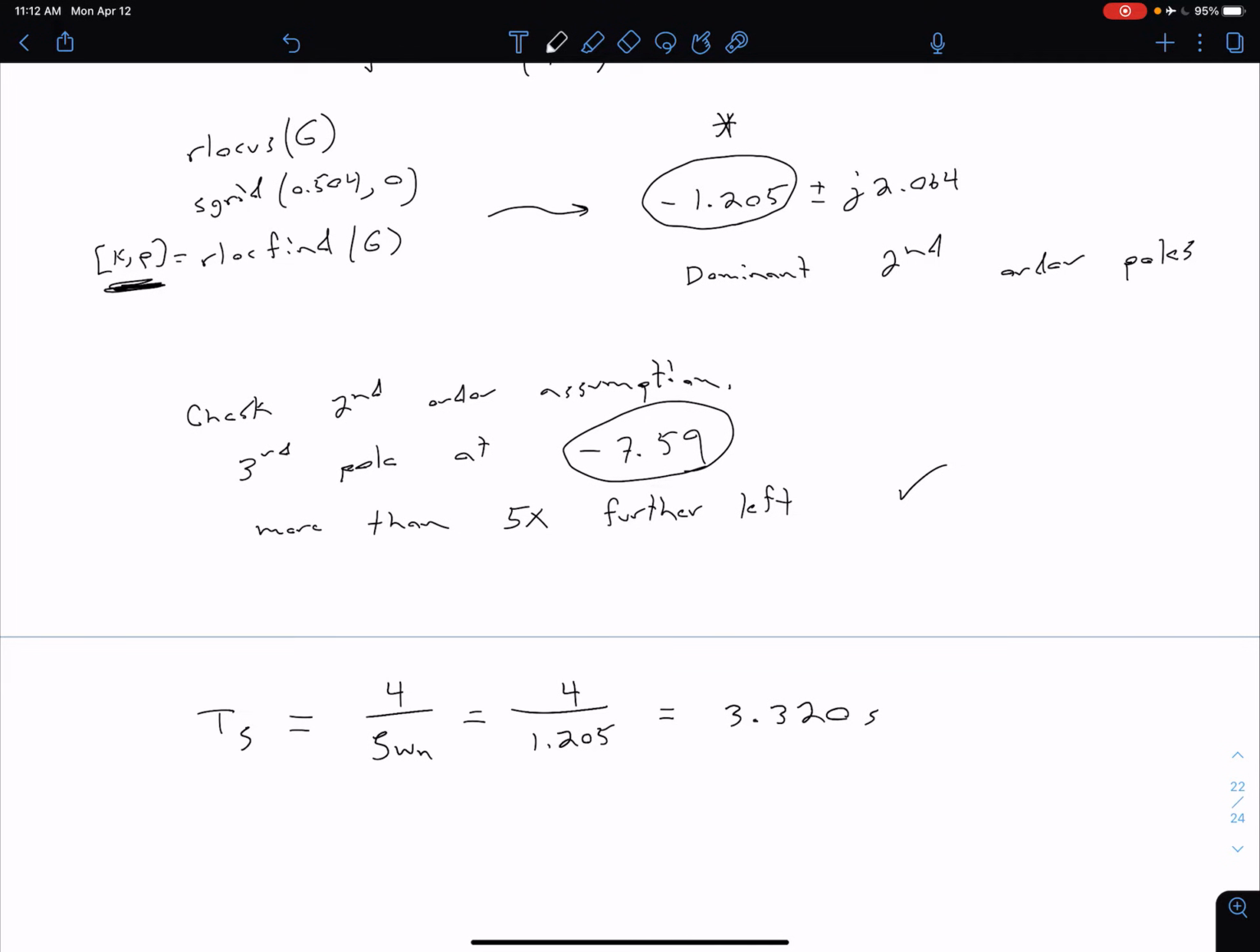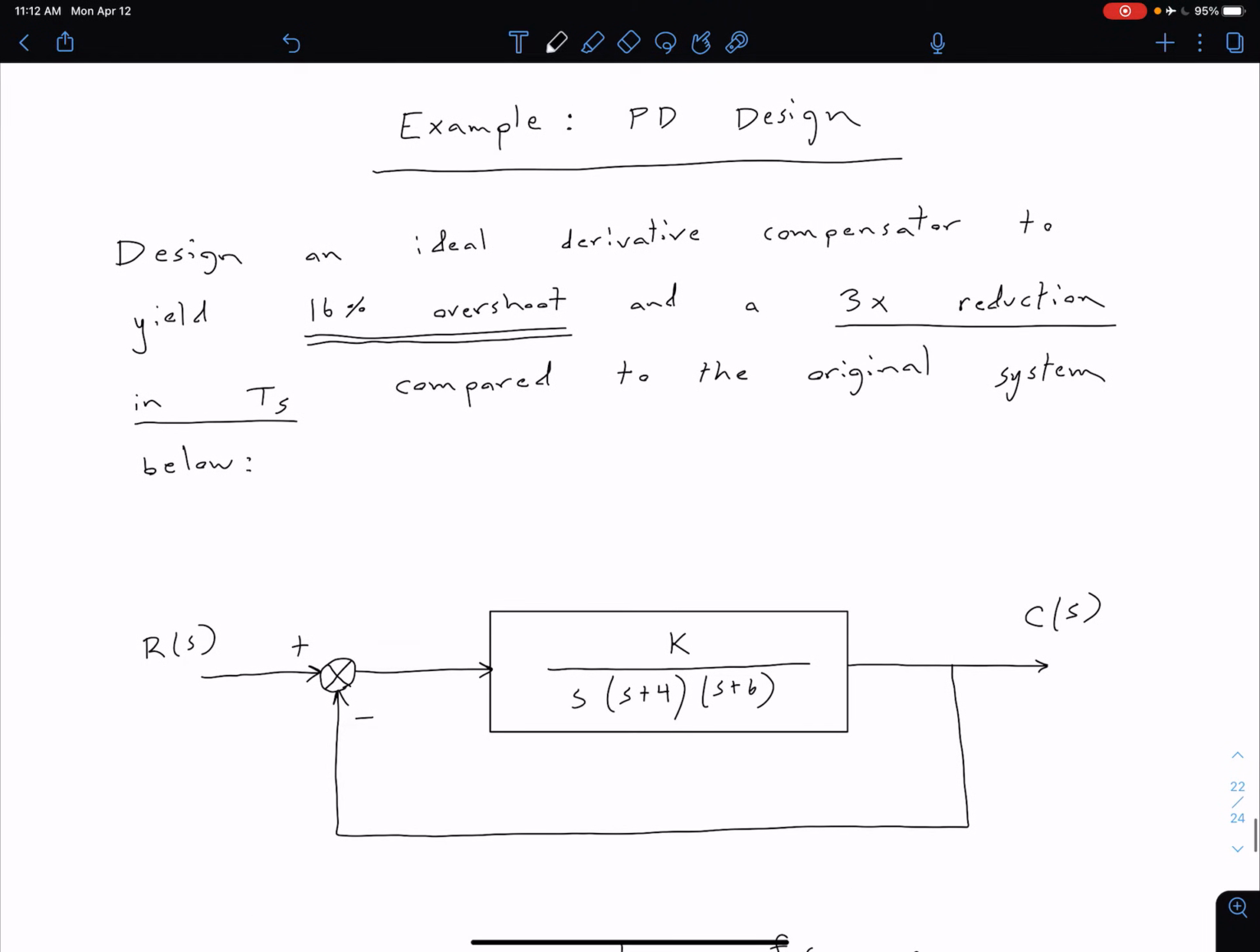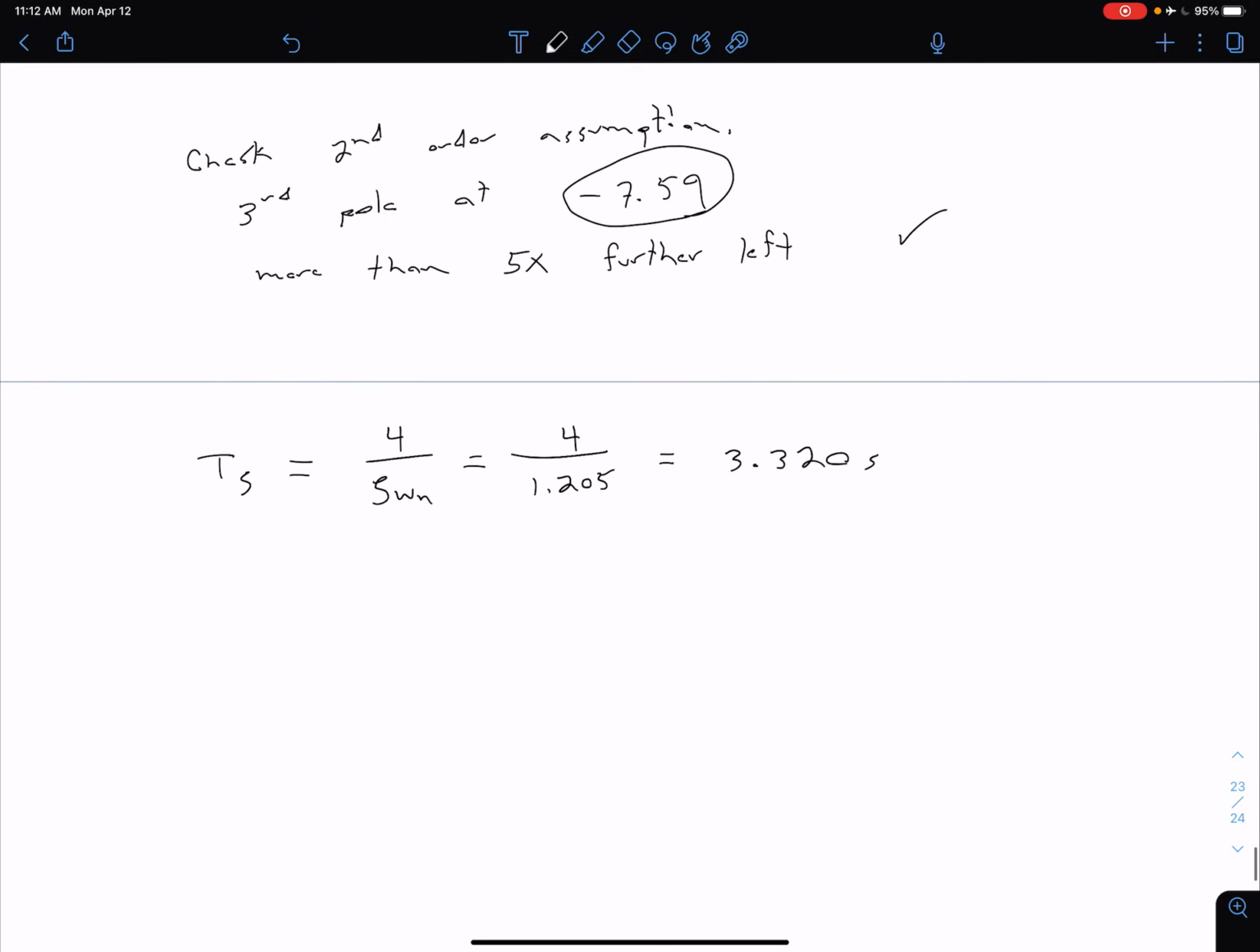Okay, so now we go back to our problem statement, and we're wanting to maintain this 16% overshoot, but we want a 3-time reduction in our Ts. So a 3-time reduction in Ts, of course, means that our new Ts, so let's say our compensated Ts, is just going to be equal to that value above divided by 3, which ends up being 1.107 seconds, approximately.